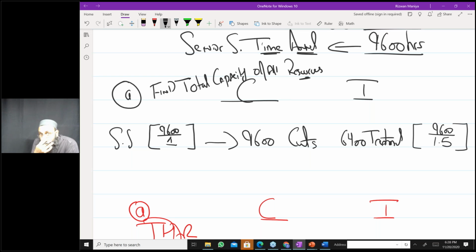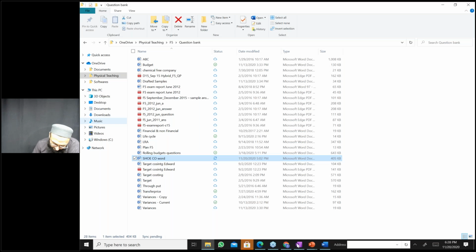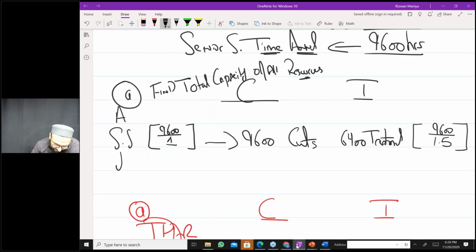So what other resources do we have? We have assistant, and we have junior stylist. Listen, my friends, this is experience, and through this experience I'm making this simple. So what I'm saying here: find total capacity of all resources. This is one method to find out the limiting factor. I've done a lot of work on throughput, so this is the method I'm using here to find out the limiting factor.